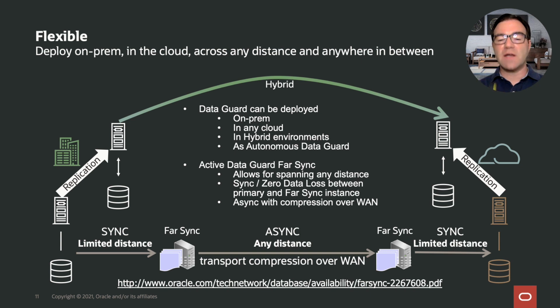And then the FastSync on the standby side, which is closer to the standby, will then apply the redo information as you would otherwise. But FastSync allows for spanning any distance with zero data loss in between, and therefore is a good solution if your on-prem primary and standby are very far apart, or if you want to bridge from on-prem to a cloud data center that isn't very close to your own data centers.